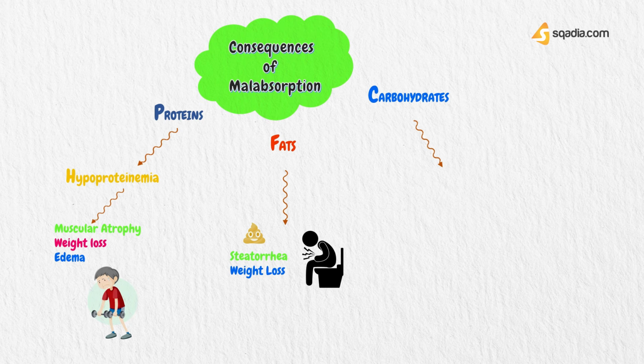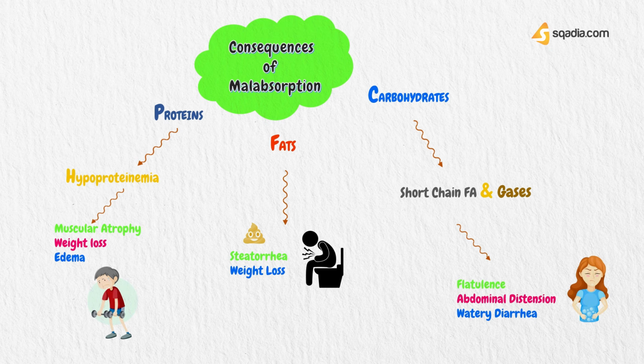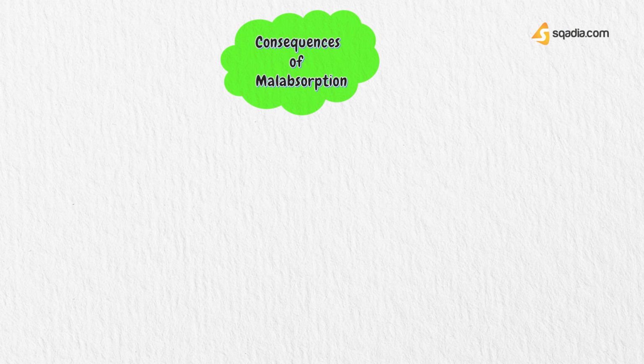When carbohydrates are malabsorbed, some of them are metabolized into short-chain fatty acids and gases like carbon dioxide and hydrogen, which leads to distension and flatulence. And if more than 80 grams per day of carbohydrates fail to be absorbed, osmosis-induced watery diarrhea occurs. Similarly, malabsorption of fat-soluble vitamins and micronutrients can also lead to corresponding consequences.